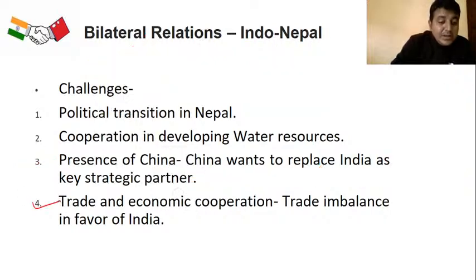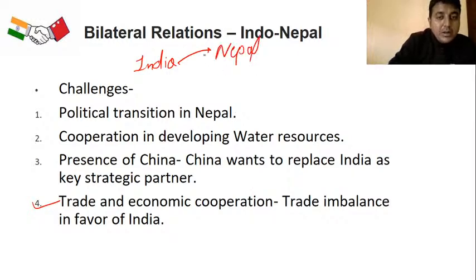Next, trade and economic cooperation with Nepal is also a challenge for us. The trade imbalance is in favor of India. As we mentioned earlier, if India is sending a product to Nepal worth 100 rupees, Nepal is not in a position to provide even 10 rupees worth. So that is the imbalance in the trade. Clear? Yes. So these are the key challenges for India.